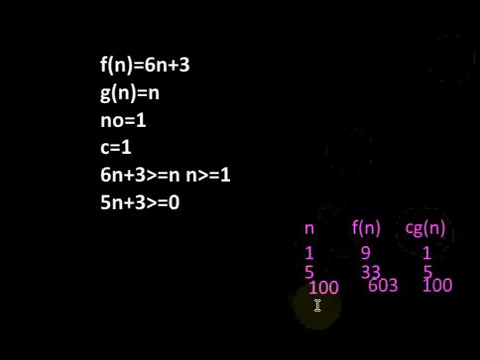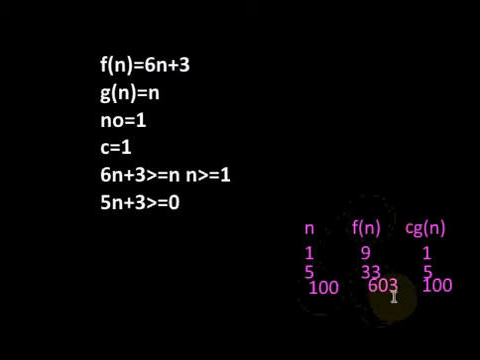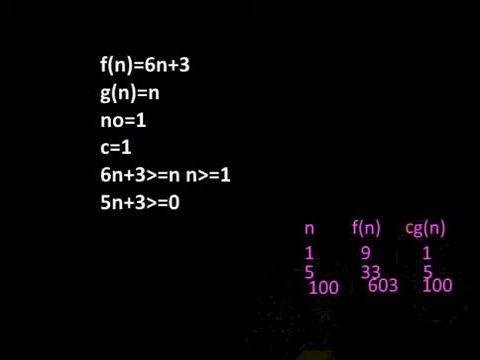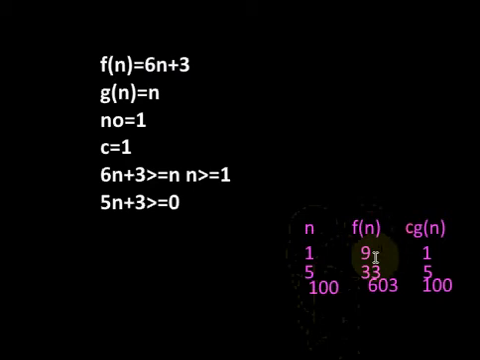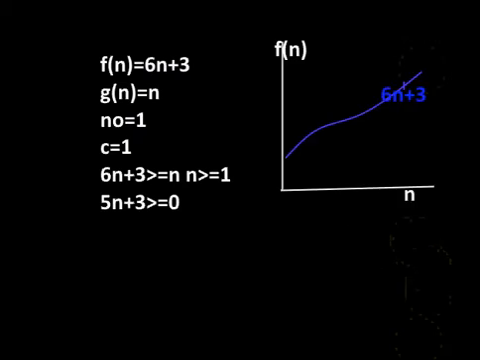Again, the size of input is increasing. N equals 100. Now f becomes 603 and c into g of n is only 100. Here again, the function f is having a higher value than the function c into g of n. Now if we check for any value which is higher than this, as the size of the input increases, the function f will be increasing at a higher rate than the function c into g of n.